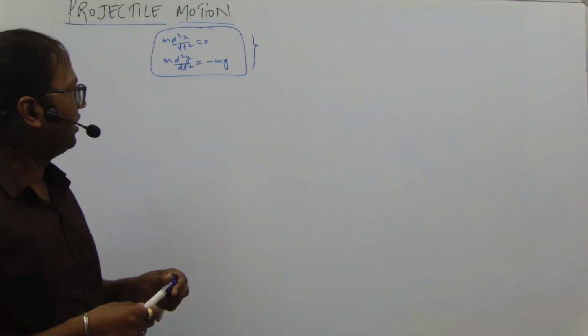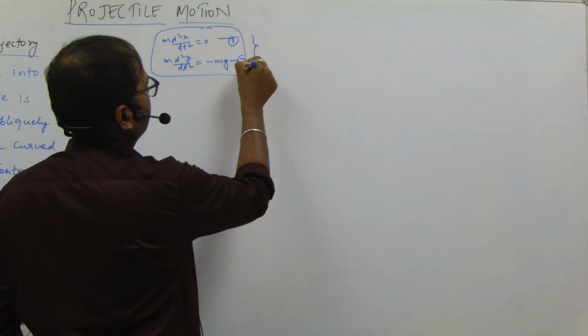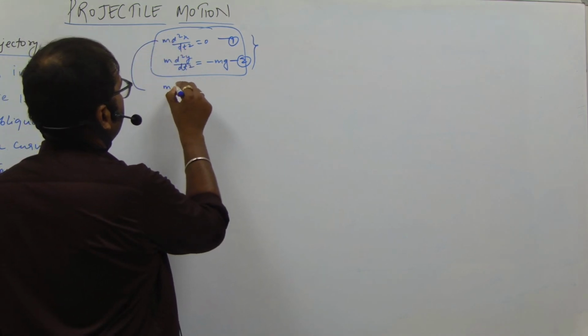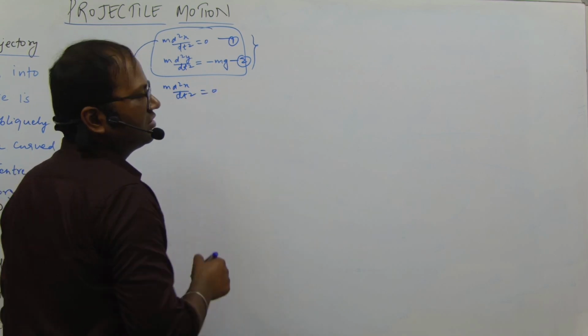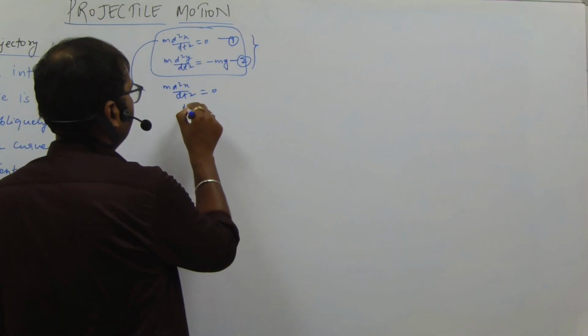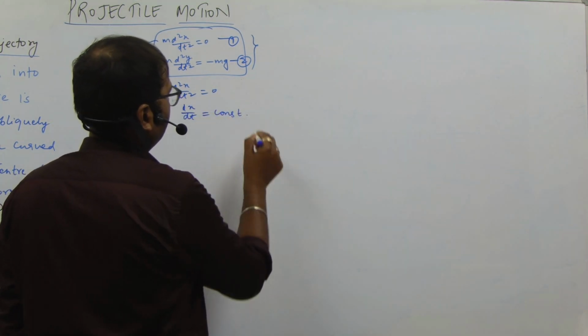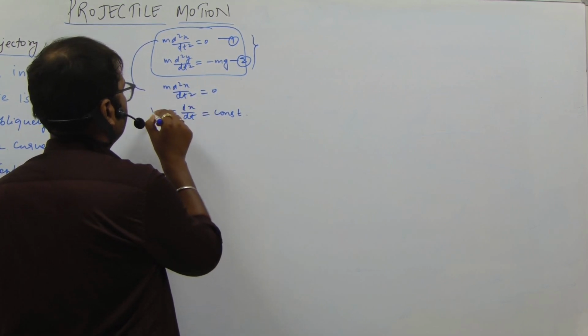Okay, so we have this motion, let us consider this as 1 and this as 2. Let us expand this. So m d2x upon dt square is equal to 0. Let us integrate this with respect to t. So we have dx upon dt is equal to constant. Let us consider this as the velocity along the horizontal direction, so vx.